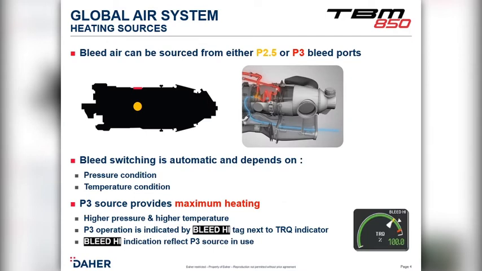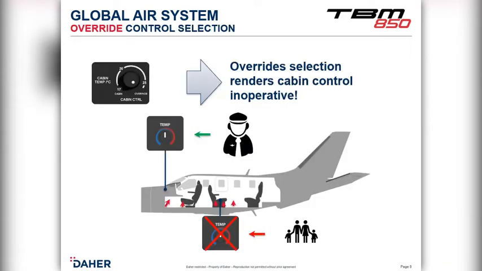Heating sources from the bleed are sourced from the P2.5 or P3 bleed ports. Bleed switching is automatic and depends on pressure condition and temperature control. P3 source provides maximum heating, higher pressure and higher temperature. P3 operation is indicated by a bleed high tag next to the torque indicator. Bleed high indication reflects that P3 source is in use. Please remember, bleed high is not an abnormal condition.